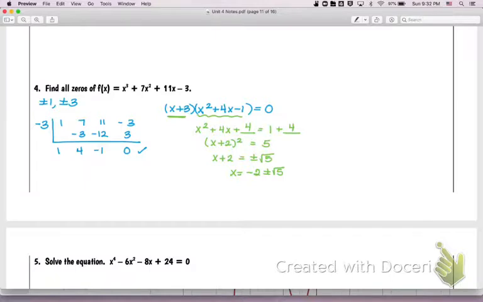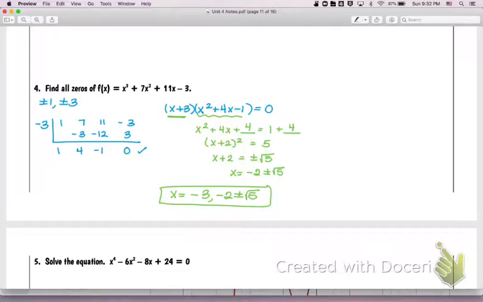Don't forget that we also have one up here. So the zeros are going to be -3 and then -2 plus or minus the square root of 5. That's a fine answer for me. Remember, my math lab might make you write out the plus and the minus separately.